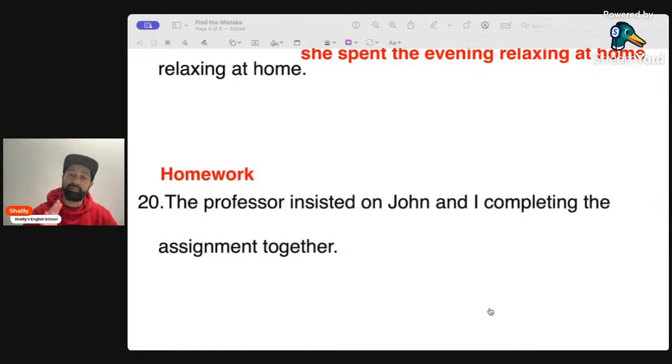Today is a different type of lesson. I'm not focusing on just one grammar point, but I wanted to focus on a lot of different grammar points, kind of the find-the-mistake format. That way you can find and learn a lot of different grammar points in one lesson.